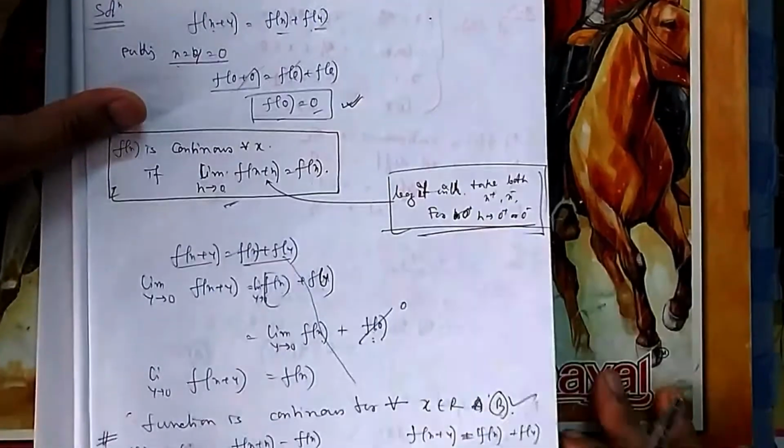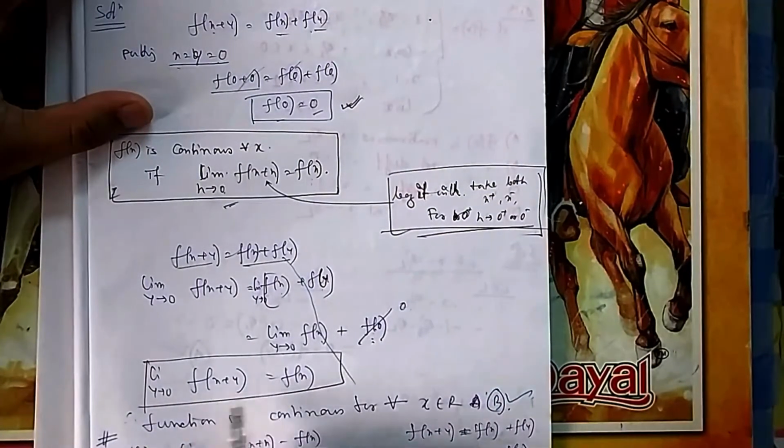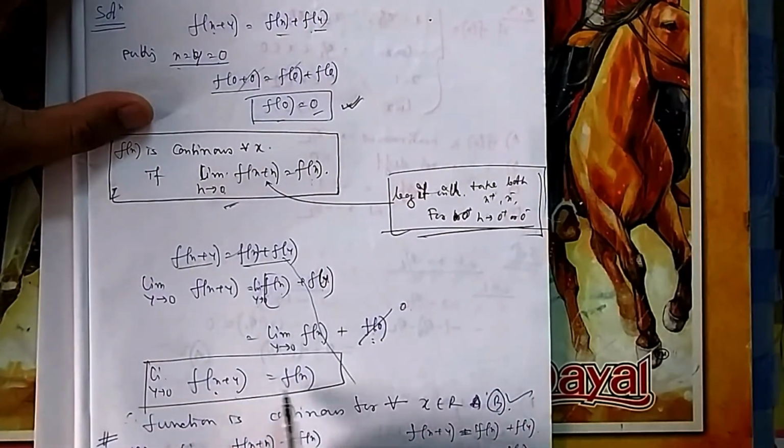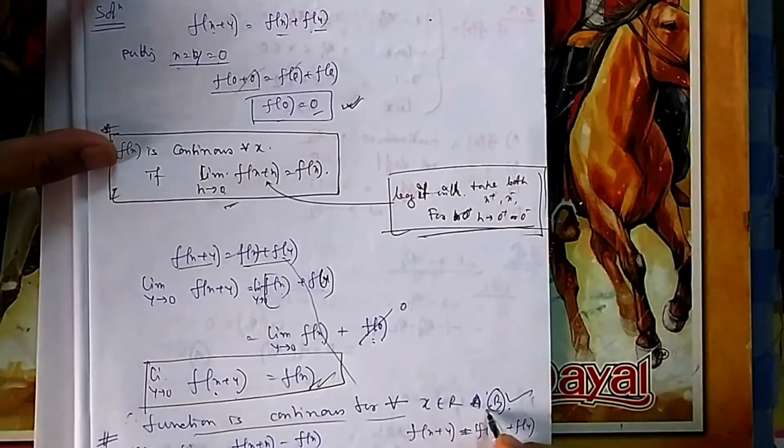So I will put this one here. You can see this is the definition of continuity. If the limit y tends to 0 of f(x plus y) is equal to f(x) itself, then it is a continuous function. So option B is correct, it is continuous.